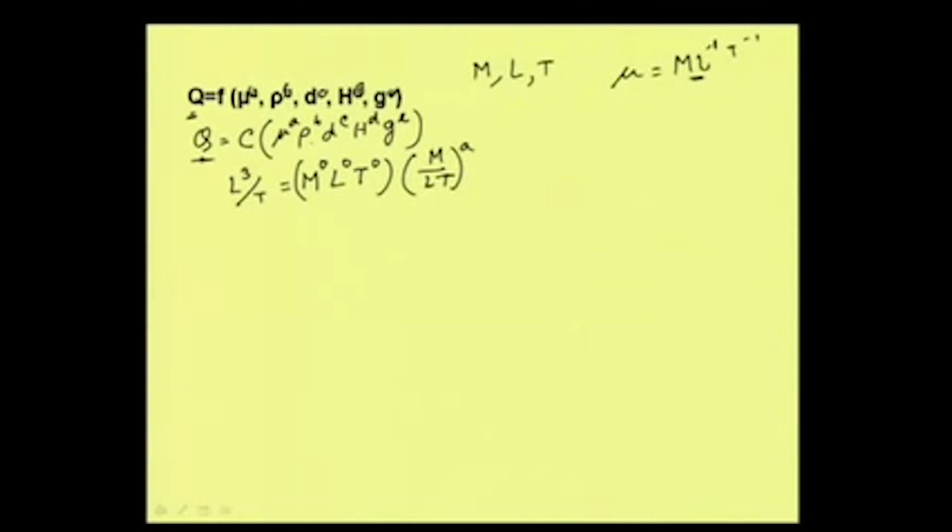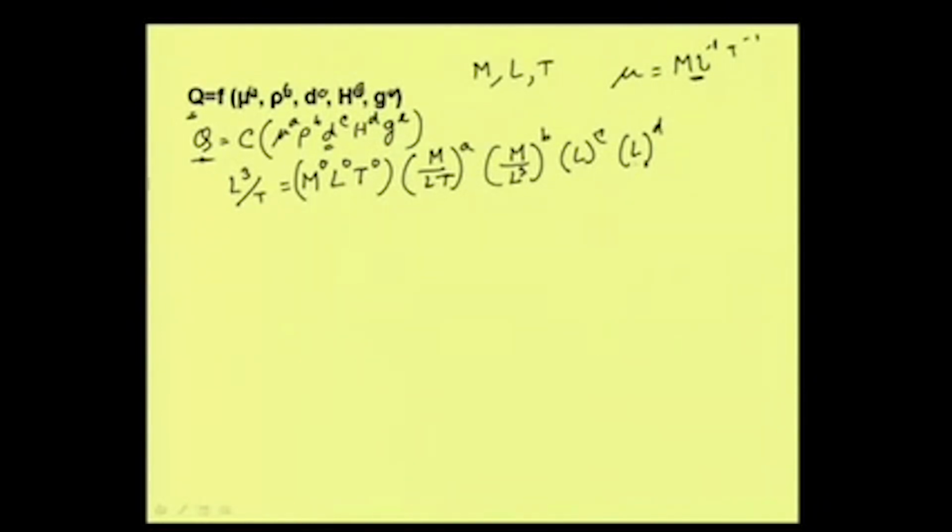Then rho is nothing but density. What is density? Density is mass per unit volume. So we can write this as mass over L cube, which is the dimension of volume. Then what is d? It is diameter, which is nothing but L. So L to the power c. What is the dimension of h? H is head, so its dimension is again length. So L to the power d.